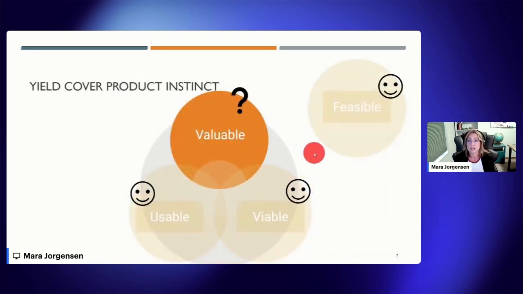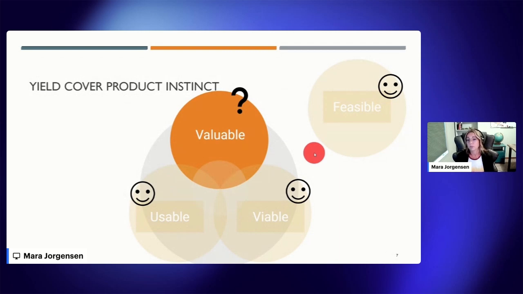In our last discussion, we talked about our product instinct. And you'll remember that I talked about Marty Kagan, and he has 4 main pillars for whether or not a product is a good idea. I'm using that in air quotes. The yield cover product instinct. So a few things here. You could see that I have highlighted whether or not it is a valuable product. I definitely already think that this is feasible. So in the upper right-hand corner, do I think I can build it? Yes.